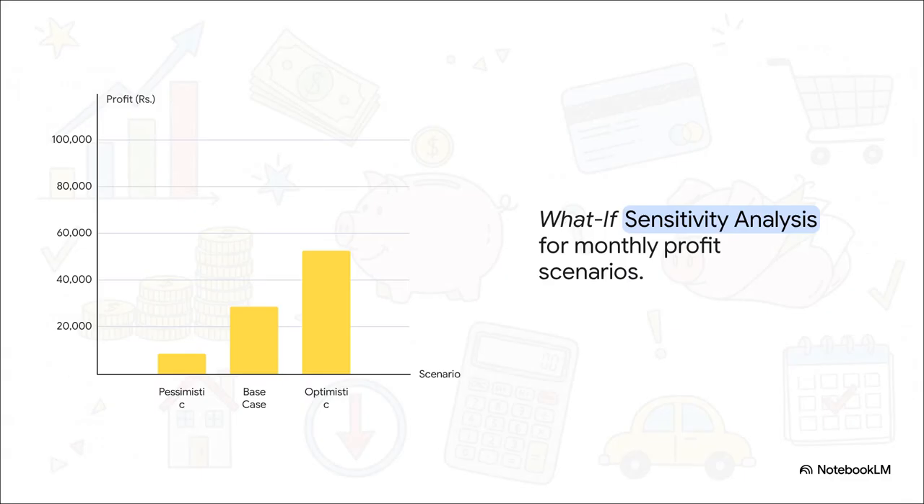Now, we can't just calculate a base case and call it a day. We need to stress test this thing using sensitivity analysis, or what we call what-if analysis. Look at how our profits swing. If we have a pessimistic, really bad month, selling only 60 cups a day, our profit drops to 8,580 rupees. But conversely, on an optimistic, fantastic month selling 150 cups, our profit absolutely surges to 52,800 rupees.